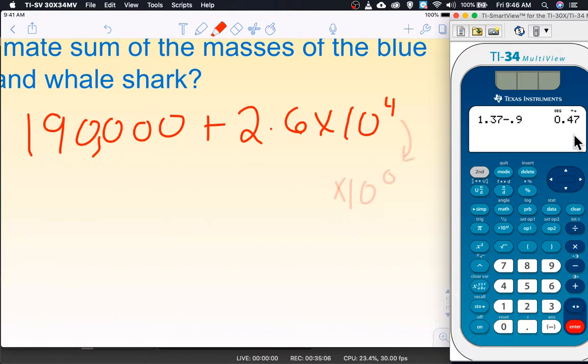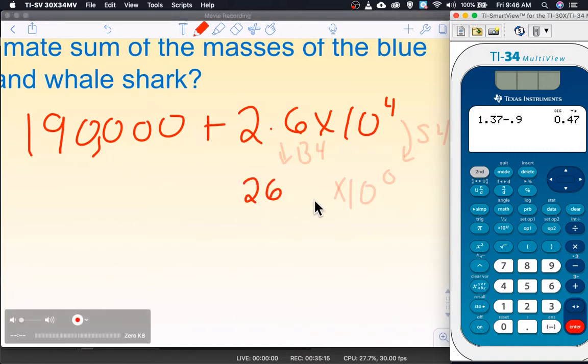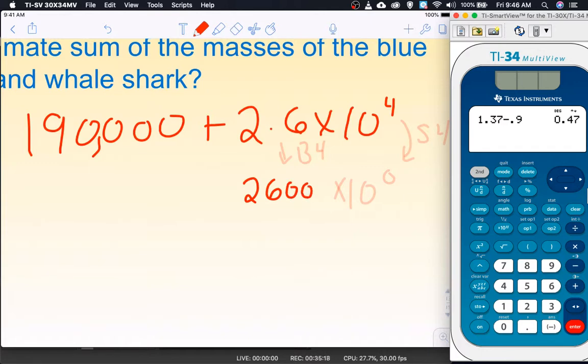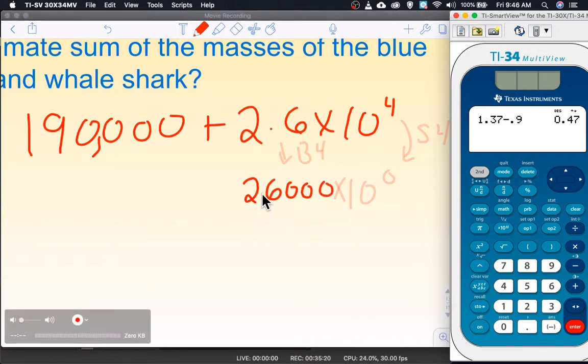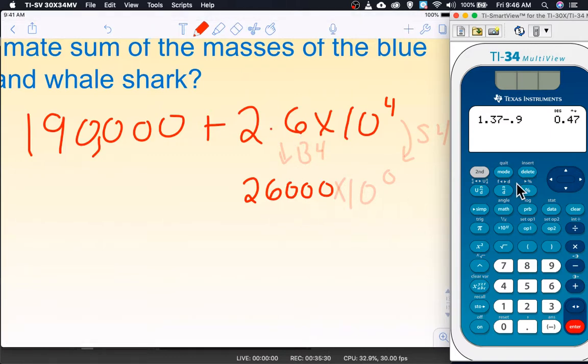And to do that, my exponent is going to get smaller by 4, so this piece gets bigger by 4. So I'm going, in my head, 1, 2, 3, 4 decimal places. 1, 2, 3, 4. I made it bigger. 26,000 is bigger than 2.6. It got bigger, and I moved the decimal 4 places. I'm going to add these numbers together and then change them back into scientific notation.